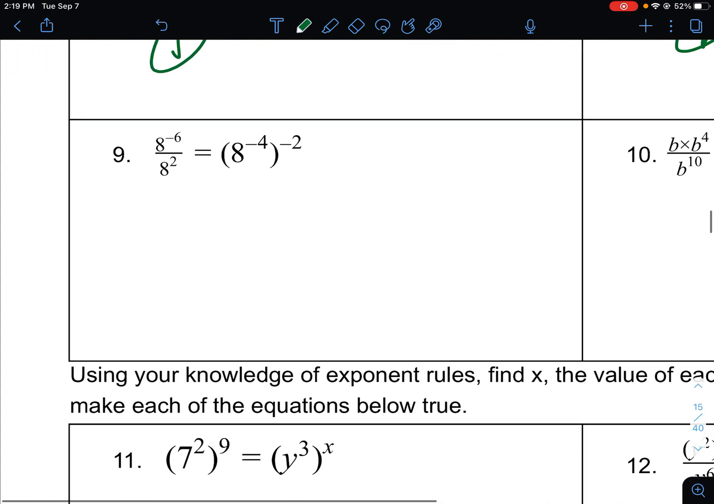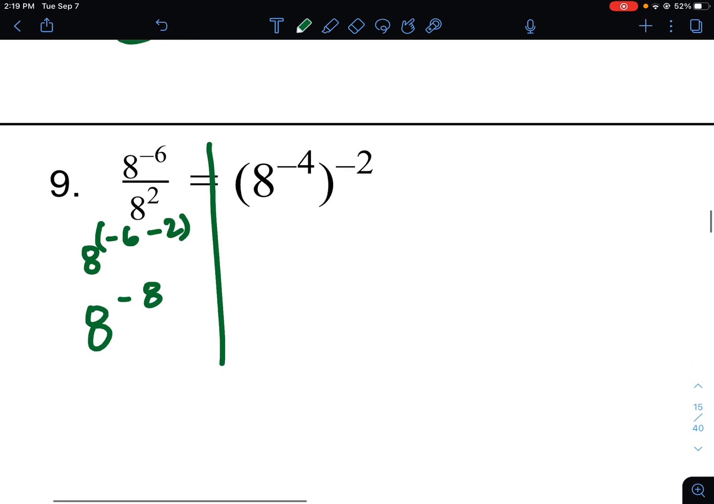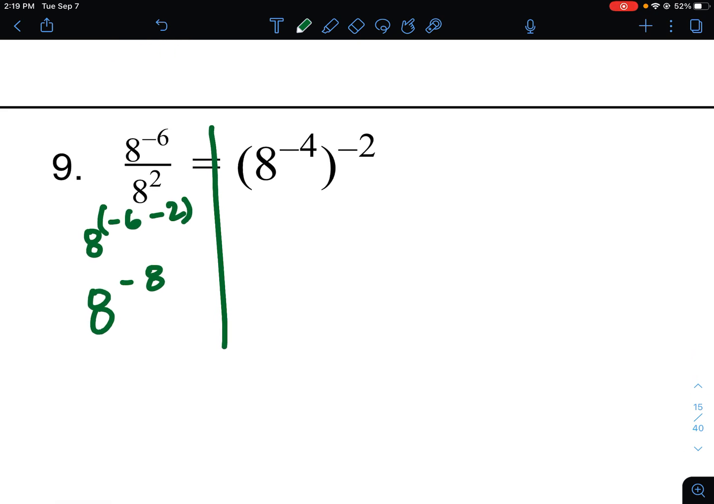9. 8 to the negative 6. Oof, it's an interesting one. Let's do the left side first. 8 to the negative 6 minus 2. What does that equal? That gives us 8 to the negative 8, because we're subtracting. And 8 to the negative 8, let's kind of stop there. We can also just say 8 to the negative 8th is 1 over 8 to the 8th, because that's what a negative exponent is.